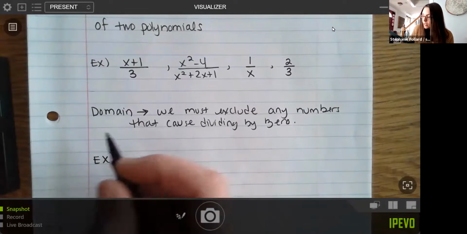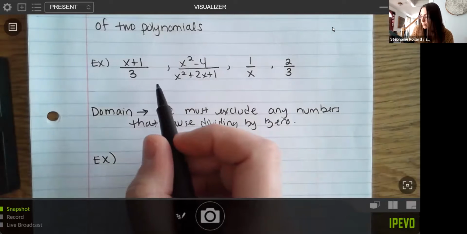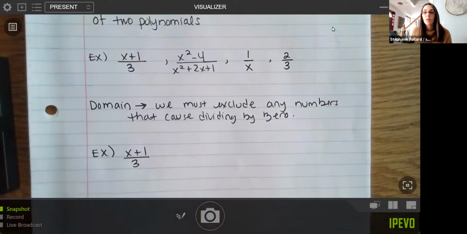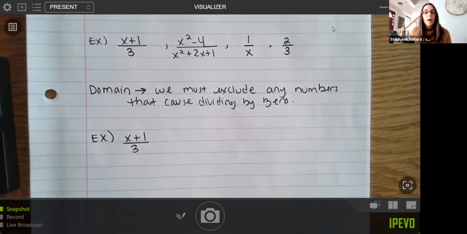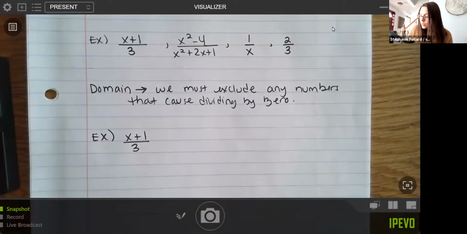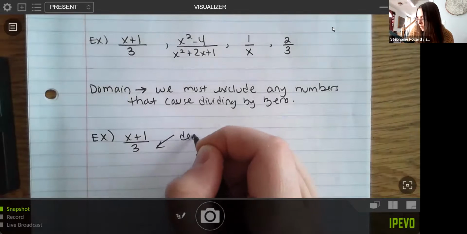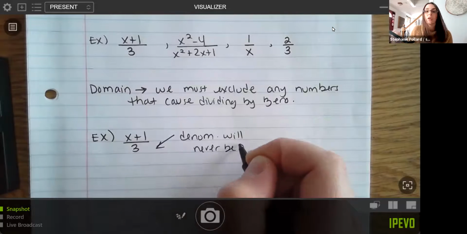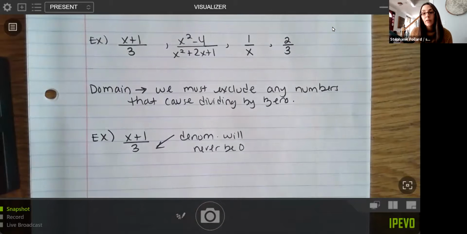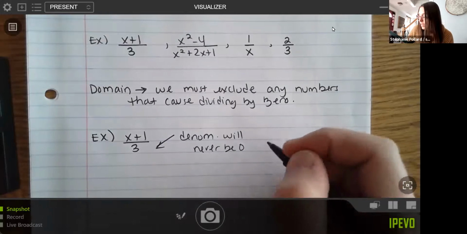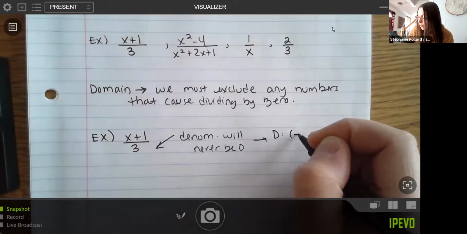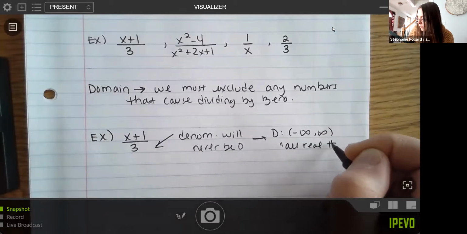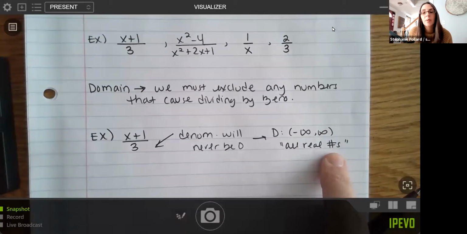Actually, maybe we can do some of these ones up here. Let's start with this one. X plus 1 over 3. This is a rational expression. And if you look at it, the denominator is 3. So see how your denominator here will never be 0, right? There's no way to turn 3 into 0 here. So because the denominator will never be 0, we have nothing to worry about in this case. So our domain in this case is going to be all real numbers. And this symbol here just means numbers.